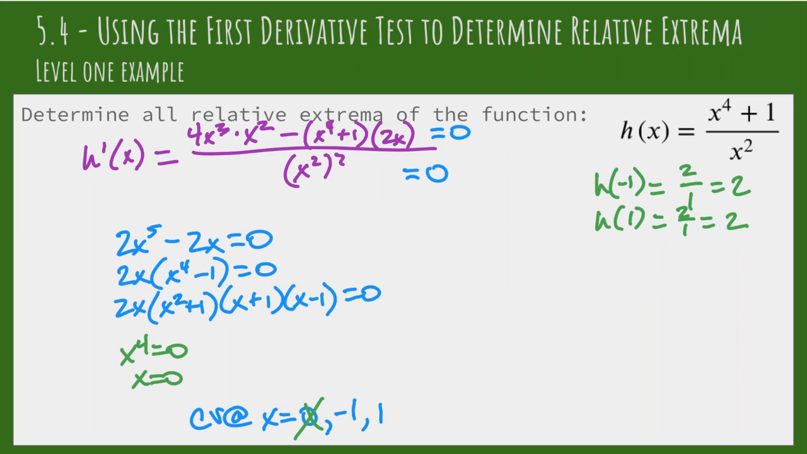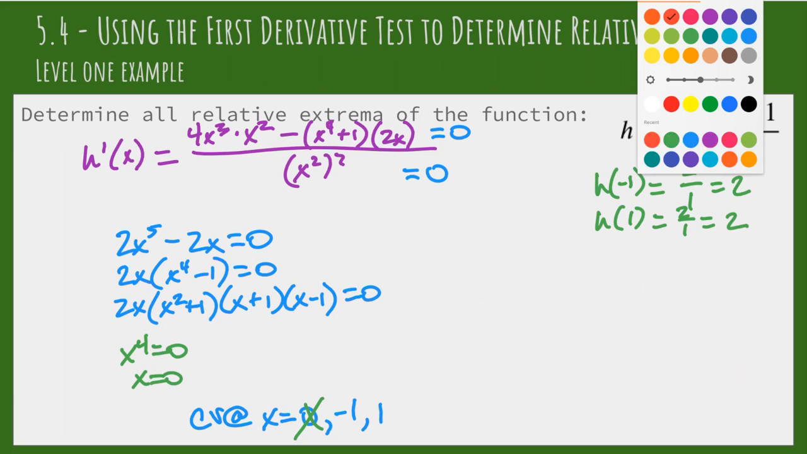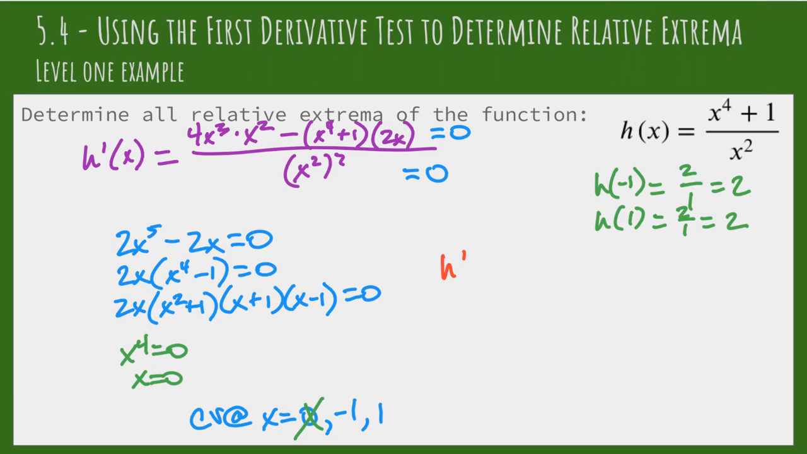So the next thing I want to do is make a sign chart here. Now, let's see, it's h prime. So our sign chart is going to be for h prime. Let me switch colors here because I'm going to be squeezing things together. And our critical values are -1 and +1. But I also want to include that critical value that we threw out because that is a potential sign change at that point, even though it's not a critical value.